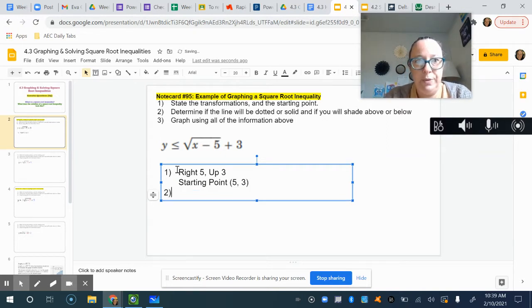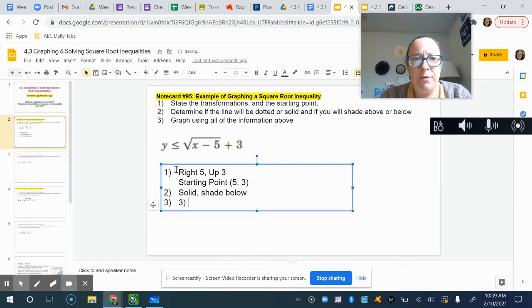All right, number 2. We're going to determine if the line will be dotted or solid. Well, it'll be solid since it's a less than or equal to. And we will shade below because it's a less than. And then number 3, we're going to graph using all of the information above.